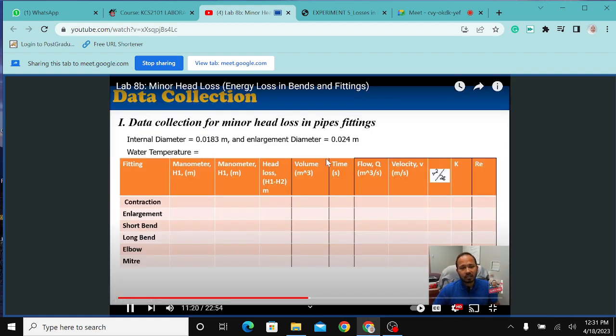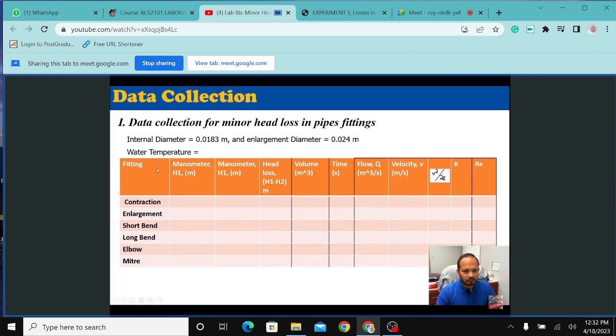For the data collection for the minor head loss in pipe fittings, we have to know that the diameter of the entire system is 0.018 meter. Only where there is an enlargement, the diameter is 0.024 meter. We can take the water temperature, and for all those changes, the contraction, the enlargement, short bend, long bend, elbow, and mitre, we have to take the manometer readings, H1 and H2. This will be H2. Then we can measure the head loss by taking the difference.